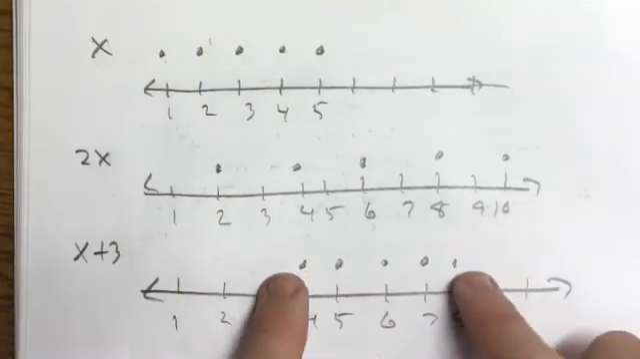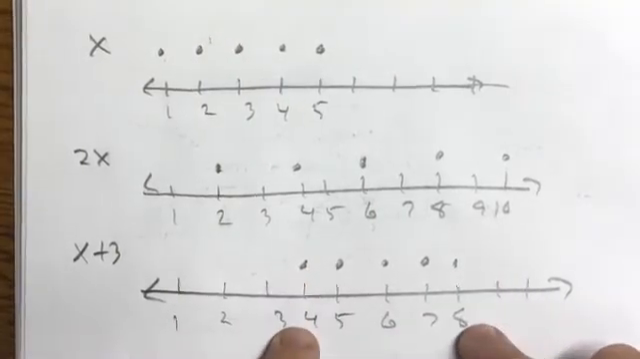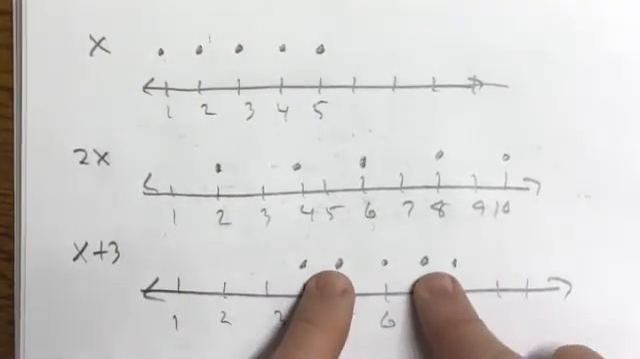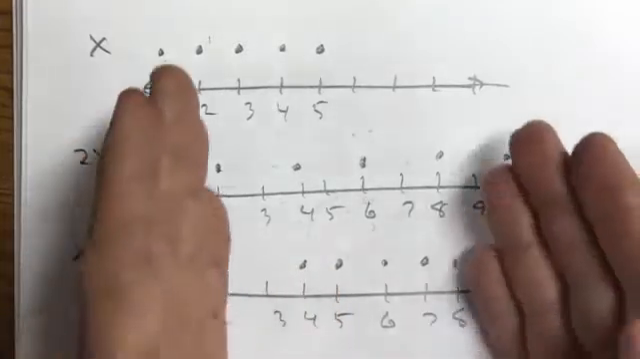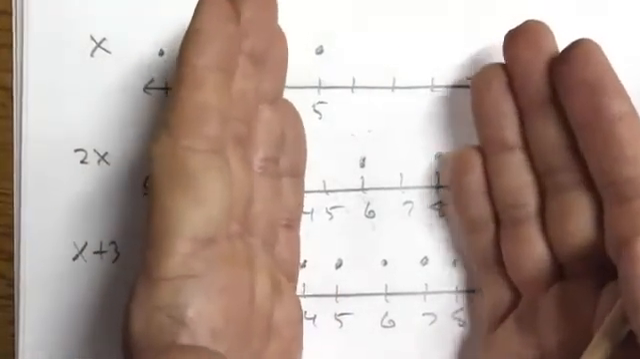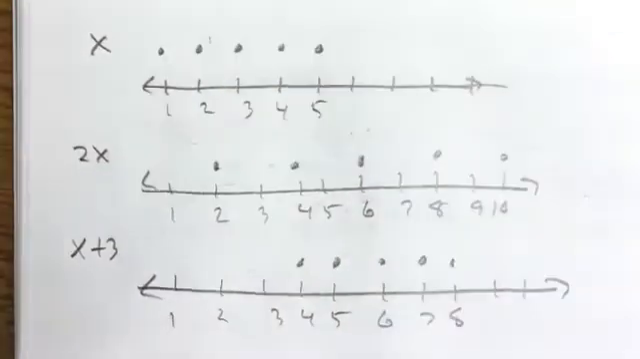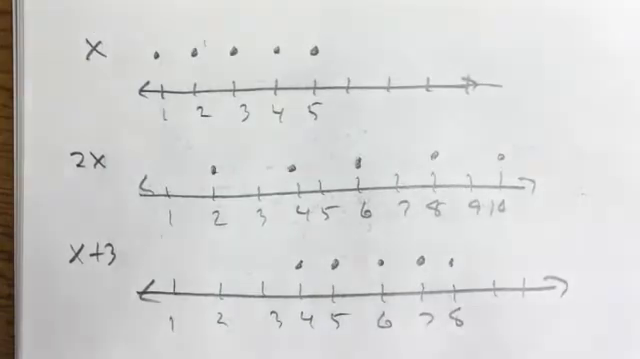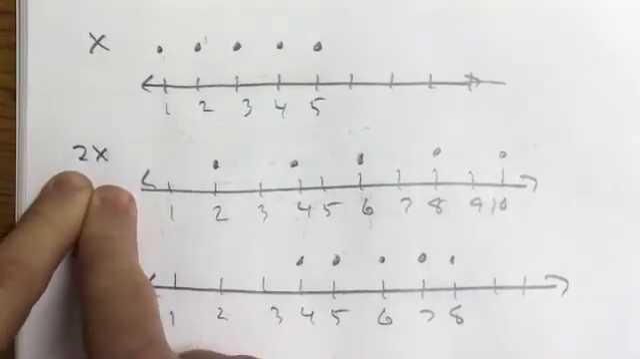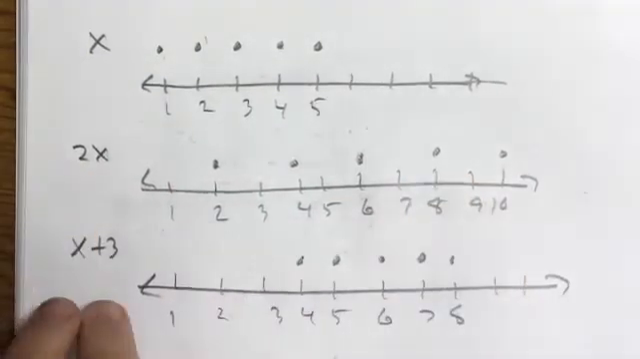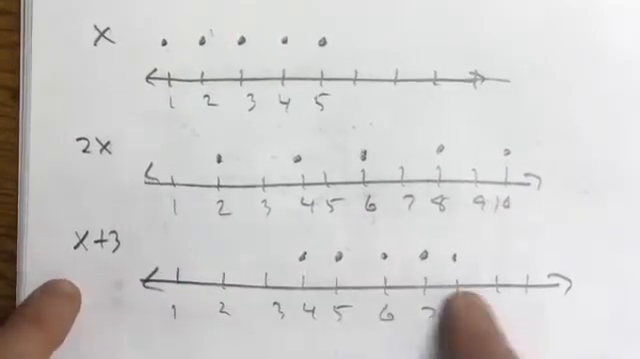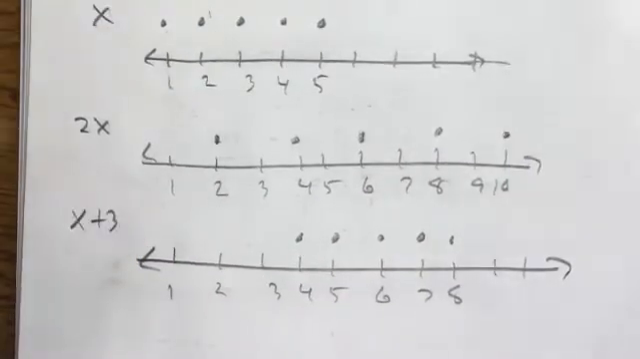But the measures of spread did not change. The range is still 4. The IQR would be the same, and the standard deviation is still the same. The standard deviation, the average distance from the center, is the same here and here, okay? So that's just a little demonstration of why when you multiply or divide, it affects everything. When you add or subtract, it does not affect measures of spread.